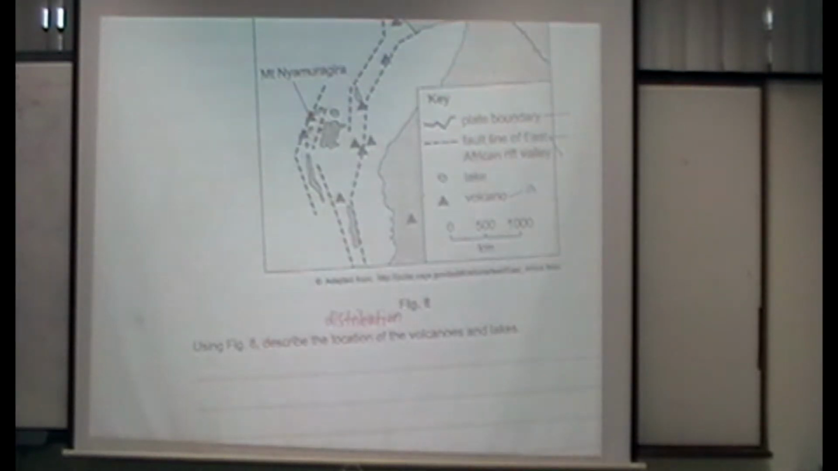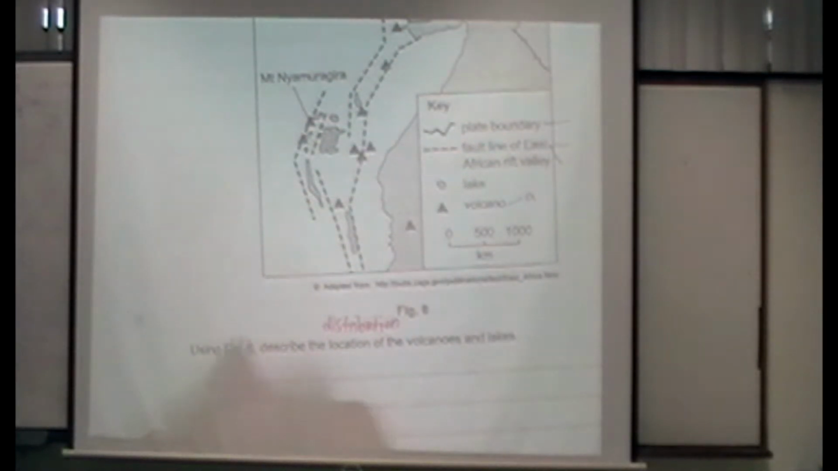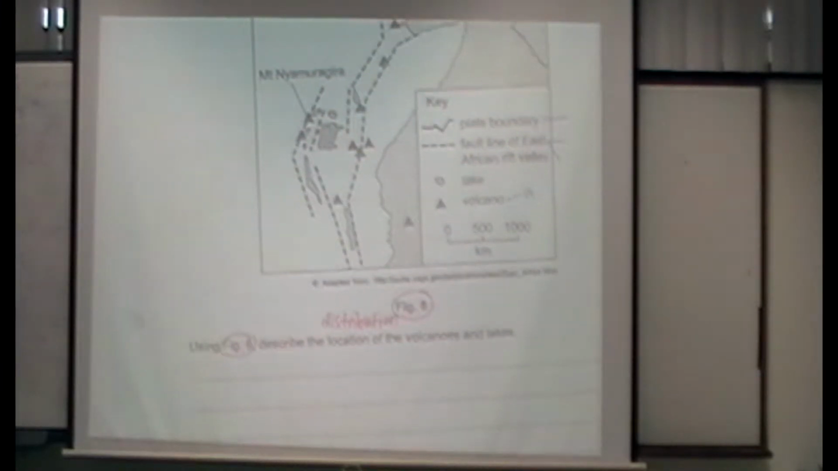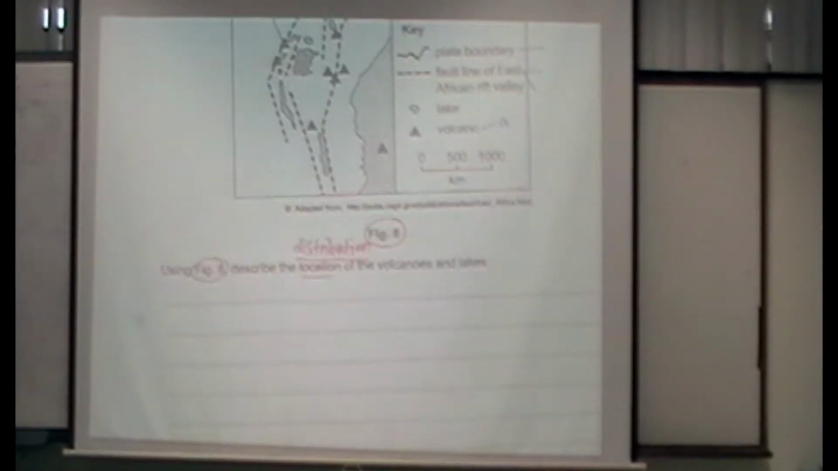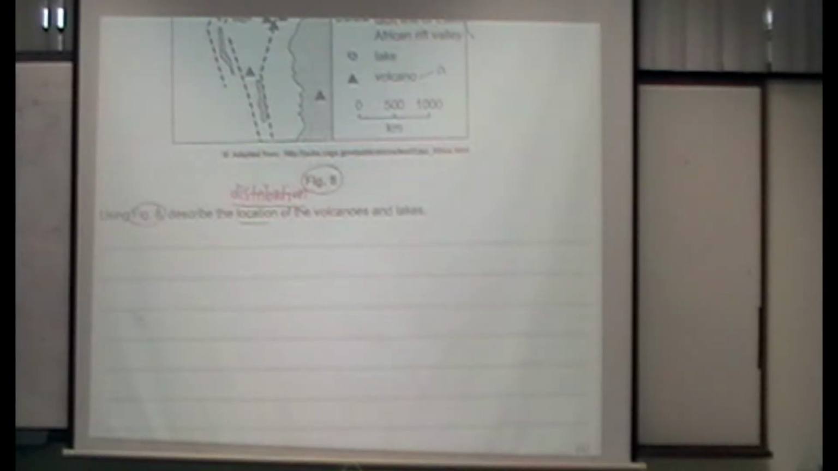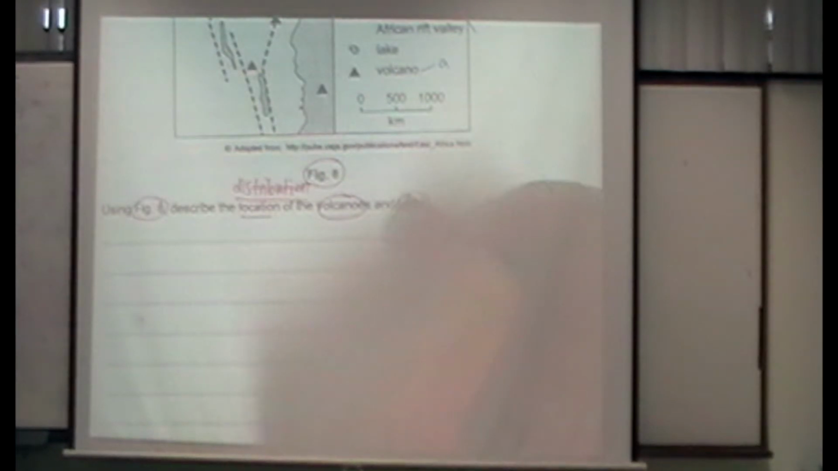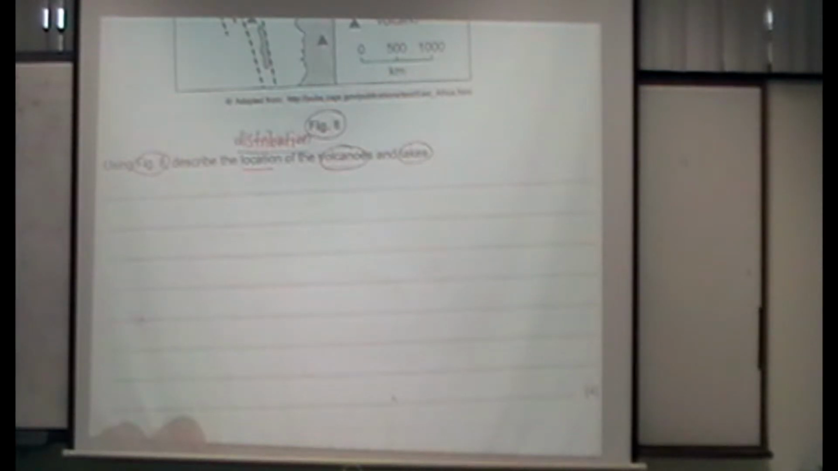So all this information, you must get it from this figure 8. You either describe the location or the distribution, it is the same thing. What types of things must you describe from the figure? The question says you have to describe the locations of volcanoes and lakes, and it's a total of 4 marks. So how many points will you allocate to this? 2. Okay, minimally 1 of each. This is how you approach the question. At least 2 volcanoes, 2 lakes.